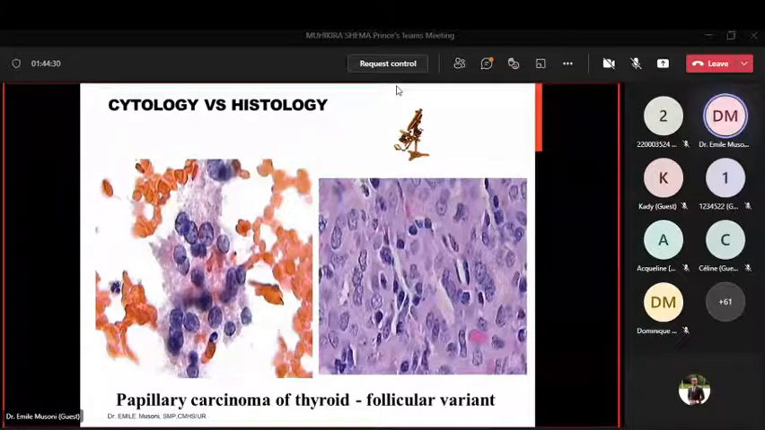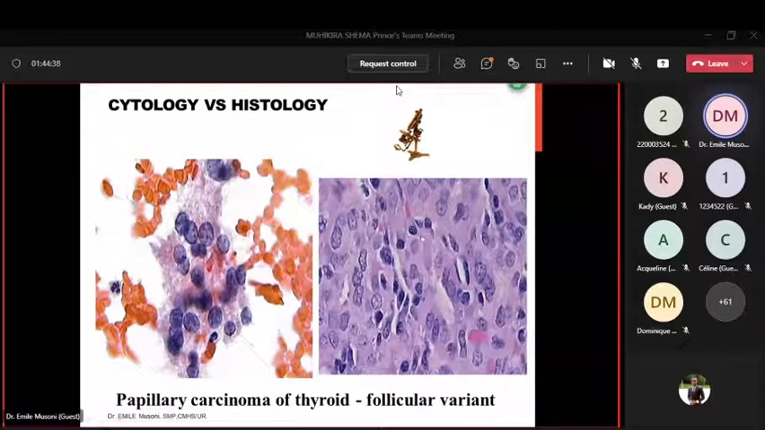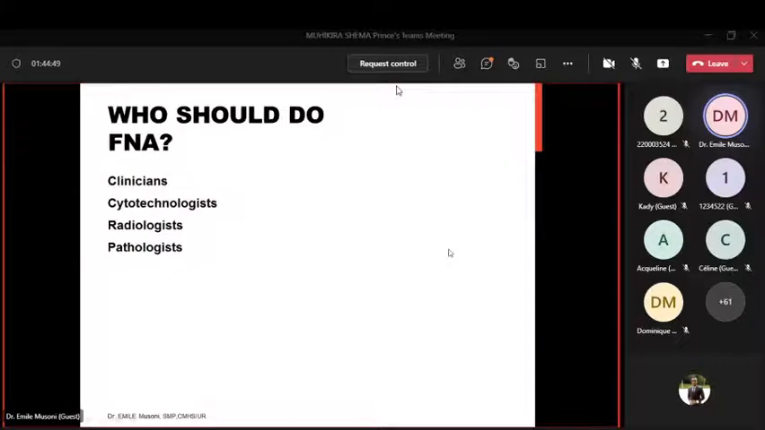This is an image of the papillary carcinoma of the thyroid. This one is the cytology, and this one is the histology on the biopsy. The same here, an image of the cytology, an image of the biopsy.